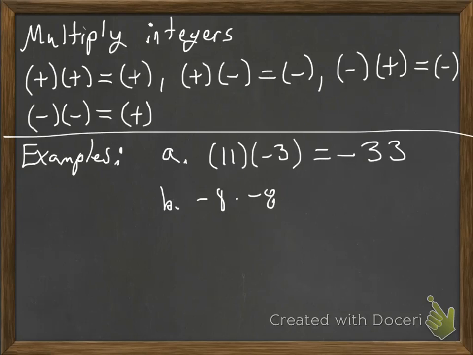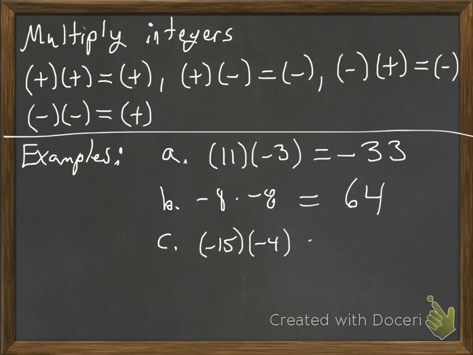Okay. Then if we look at the next one, we have negative 8 times negative 8. So that is a negative times a negative, which is a positive. And so then the 8 times the 8 will be 64. The negative and the negative makes positive, so that makes that positive 64. Alright.